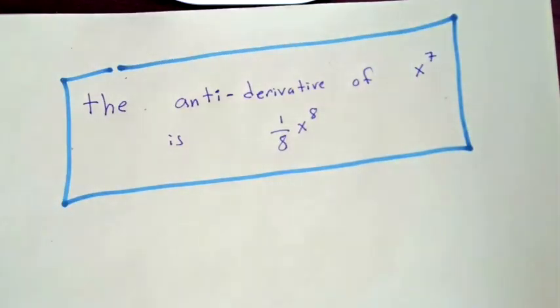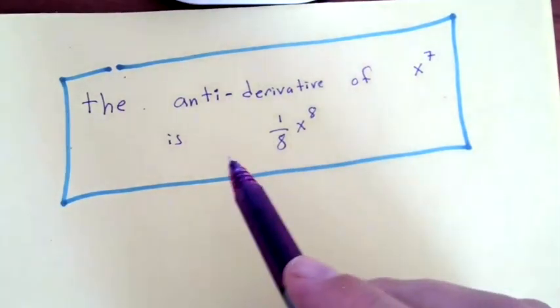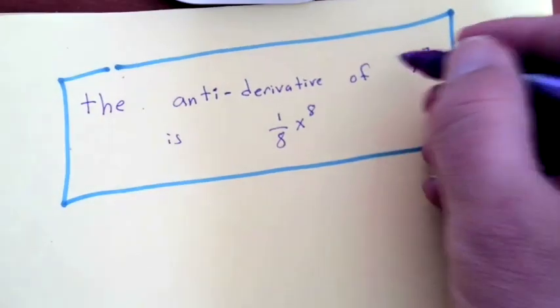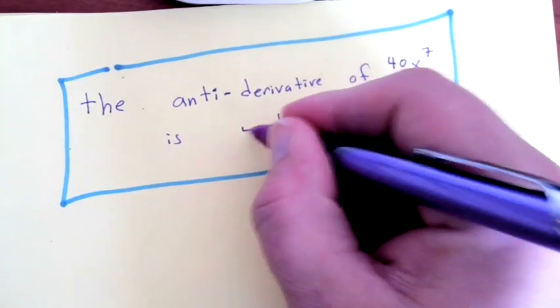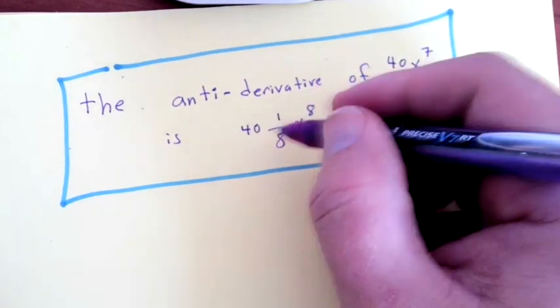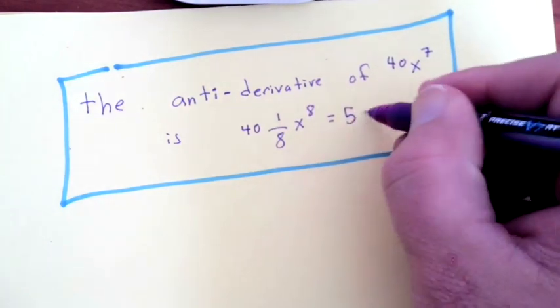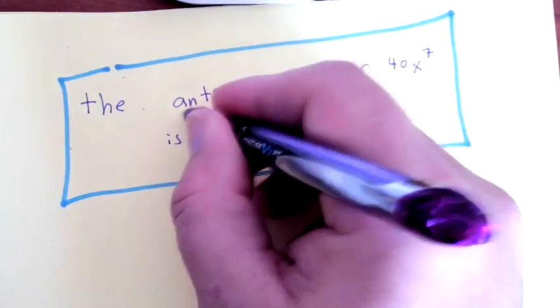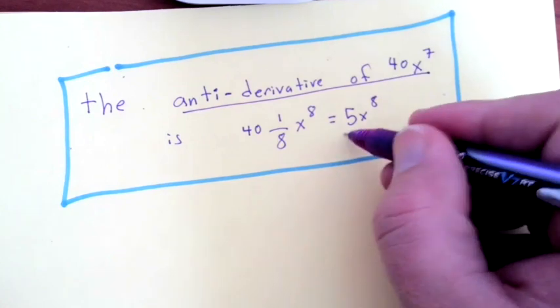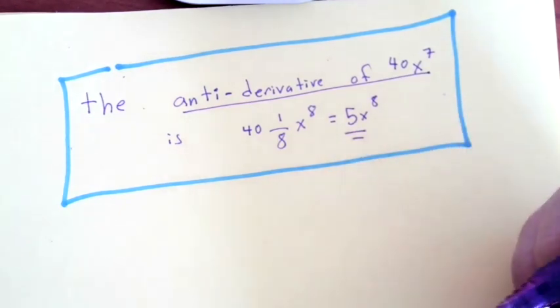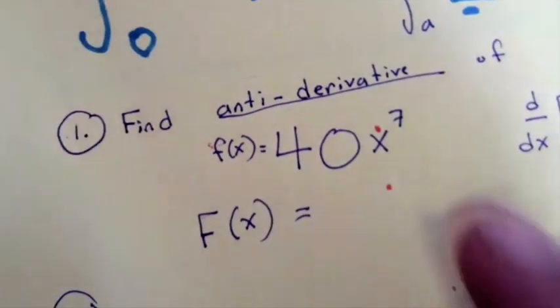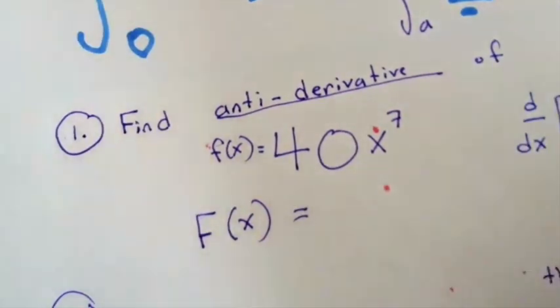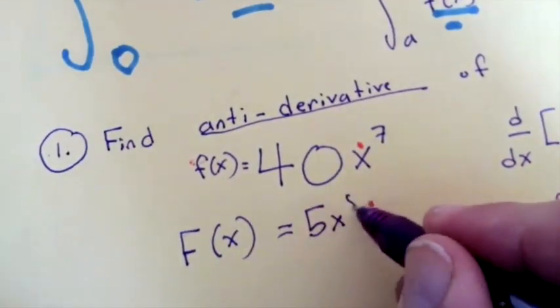So we've established that the antiderivative of x to the 7th is 1 over 8x to the 8th. And to deal with this 40, we can just put it in front of both of these. So we end up with 40 times 1/8, which is 5. We end up that the antiderivative of 40x to the 7th is 5 times x to the 8th. And we need that step here. Our big F of x, and we always use big F for antiderivatives, is 5x to the 8th.